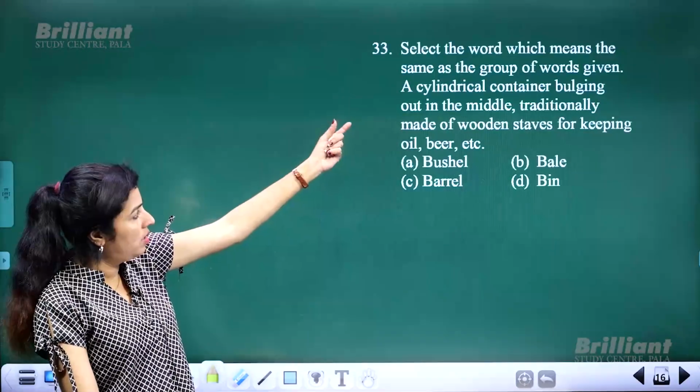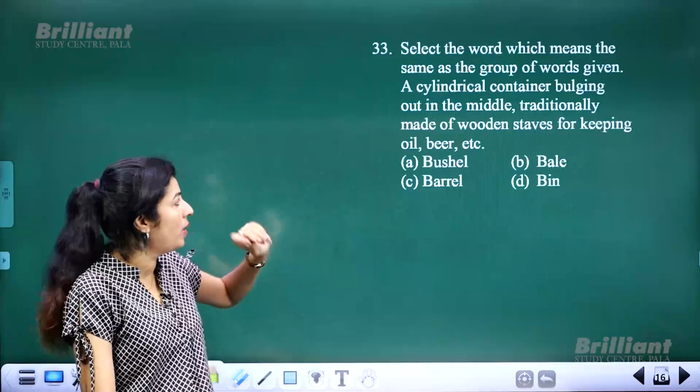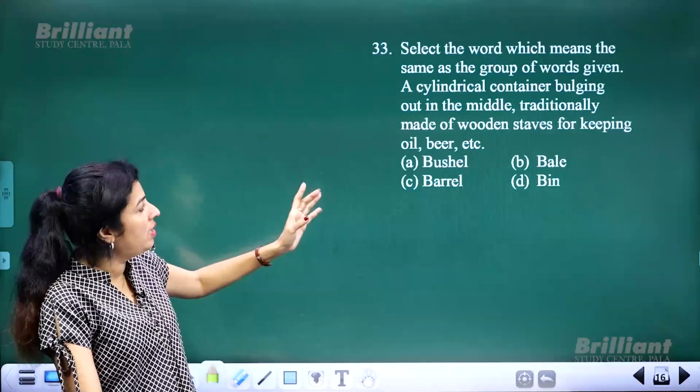Okay. Next is, find out one word for the given sentence. What is that sentence? A cylindrical container.